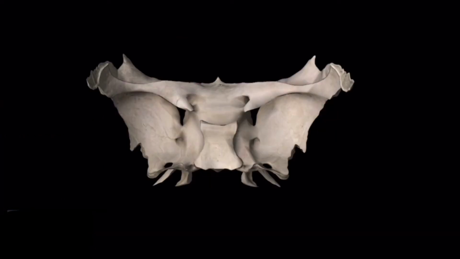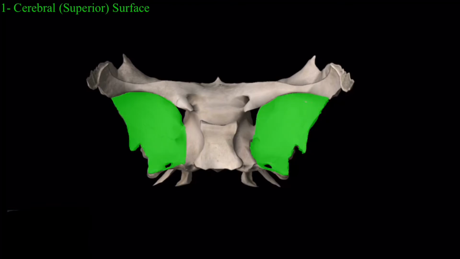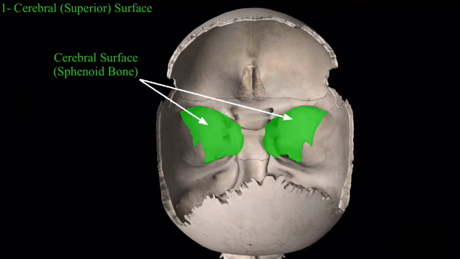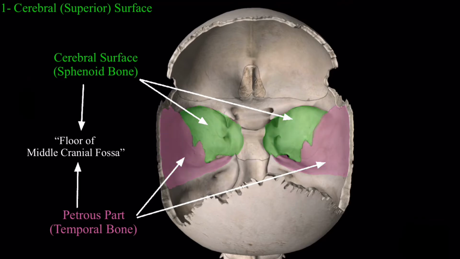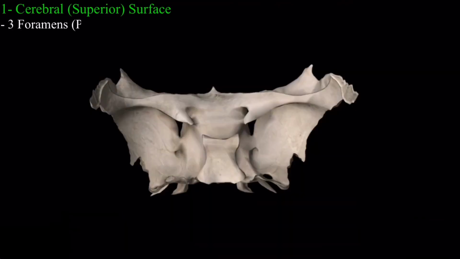We will begin with the superior surface of the greater wing. This superior surface is also called the cerebral surface. The cerebral surface of the sphenoid bone and the petrous part of the temporal bone together form the floor of the middle cranial fossa. There are 3 foramens present on the superior surface.